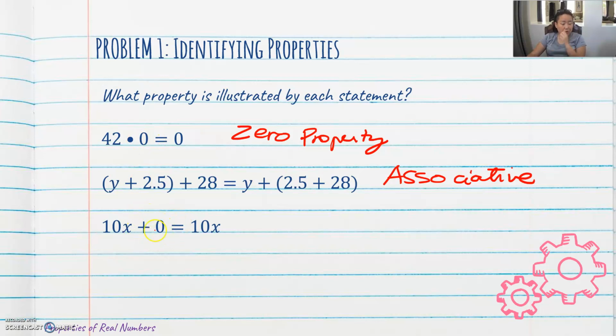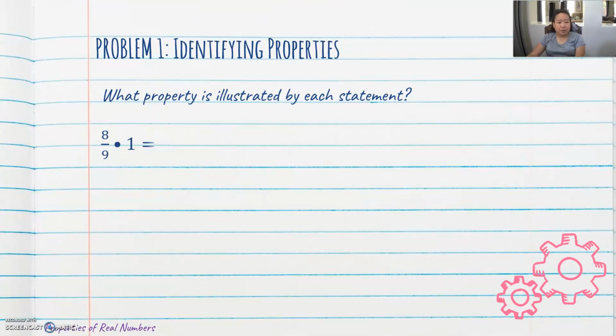And when you add 0, what happens to the answer? It is the same number. So because you're able to keep the original number, this is the identity property of addition. Okay, so that's the identity property in addition.